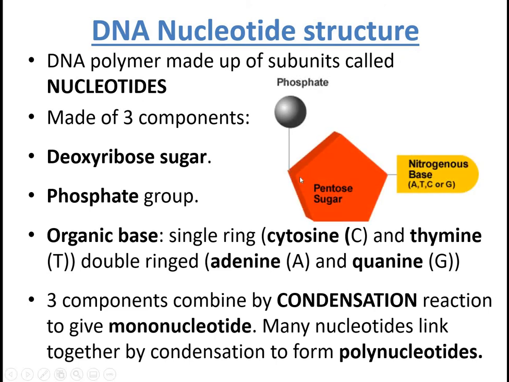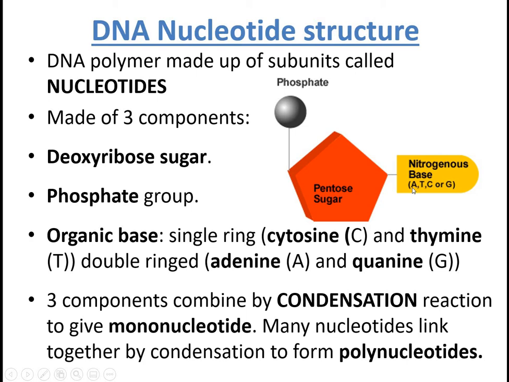So each DNA strand is made up of a lot of subunits, and each subunit is called a nucleotide. So this here is a mononucleotide. It's just one nucleotide. And in DNA, there are three components of a nucleotide. There is a phosphate group, a pentose sugar, and in this case, it would be deoxyribose. And you've got the nitrogenous base, A, T, C, or G. So adenine, thymine, cytosine, or guanine.